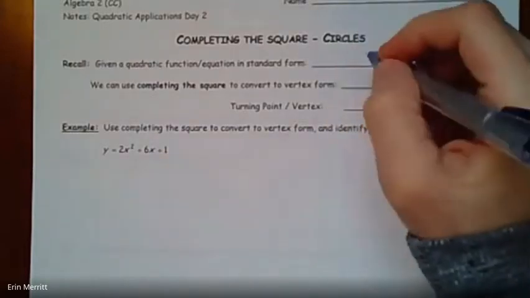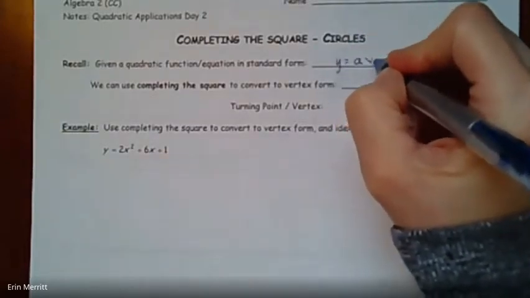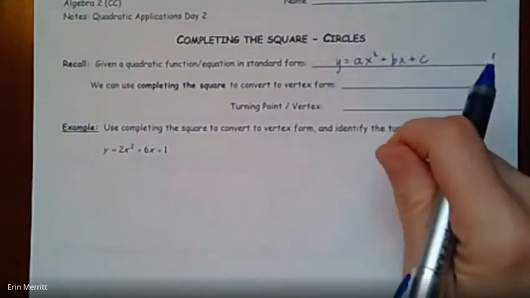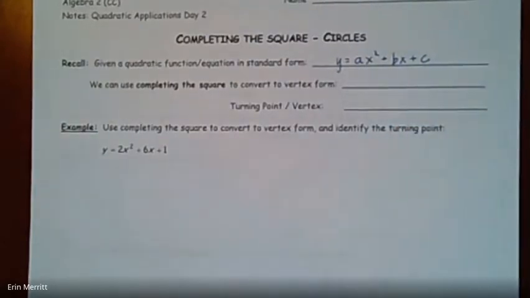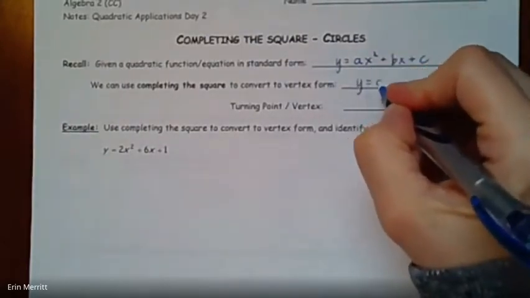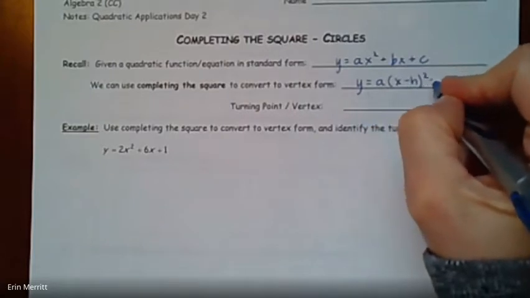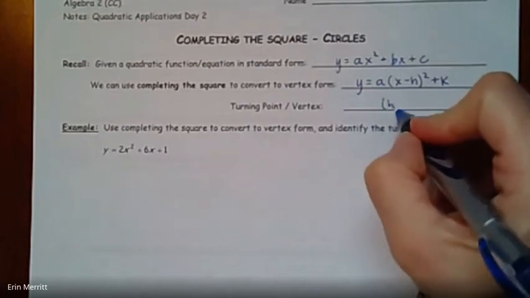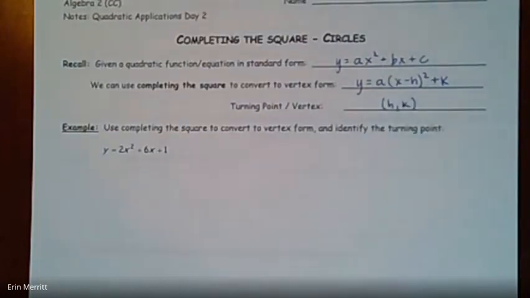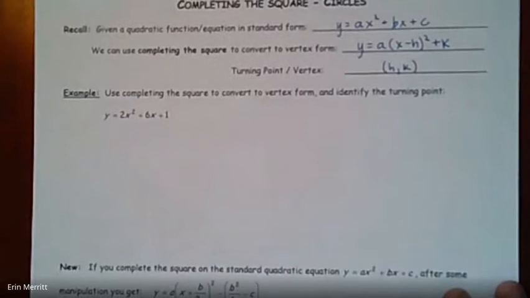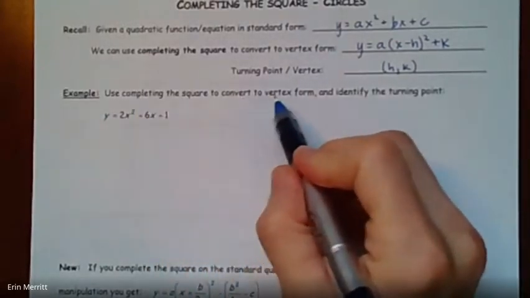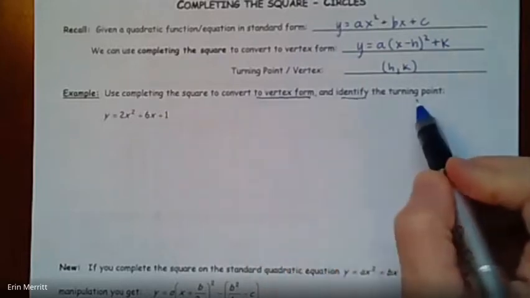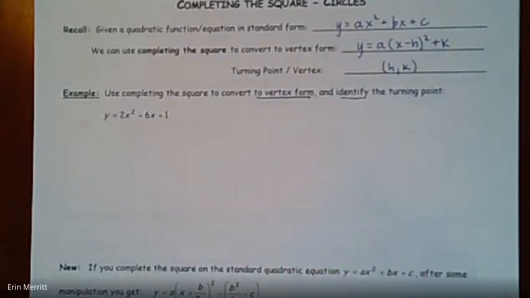All right, so standard form, ax squared plus bx plus c. It says we can use completing the square to convert it to vertex form, which is a times (x minus h) squared plus k, where the turning point or the vertex is the (h, k) part of it itself. So let's do a little review here. It says let's use completing the square to convert it from the standard form to vertex form so you can identify the vertex point or the turning point, right?